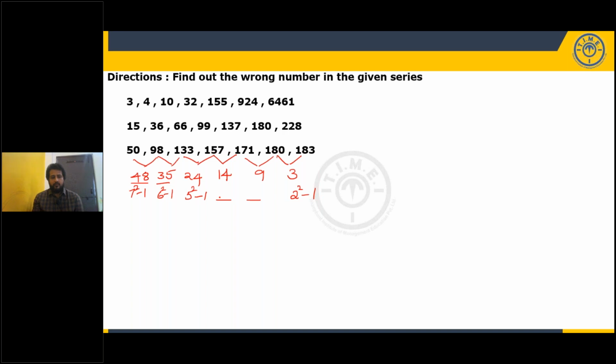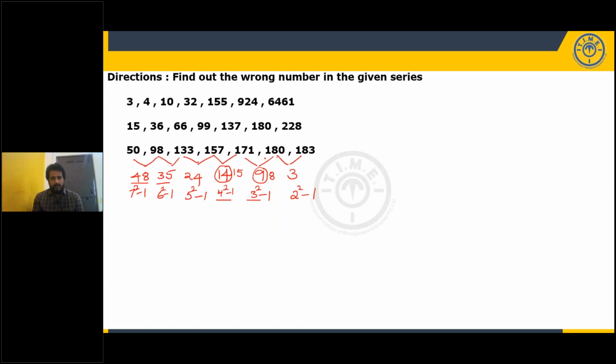dash dash, 2 square minus 1, what could be the missing numbers? 4 square minus 1, 3 square minus 1. If it is 3 square minus 1, it should be 8. If it is 4 square minus 1, it should be 15. Let's check it. 180 plus 3, 183 is fine.